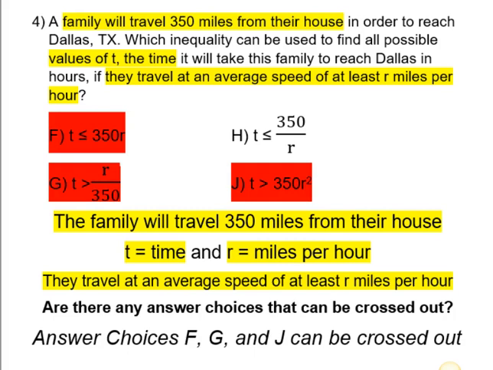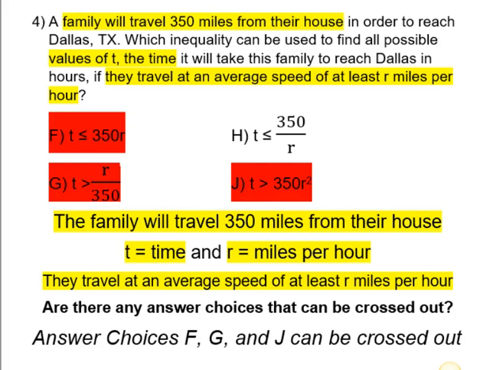Okay, so let's look at F. We have T is less than or greater than 350 times r. Well, this is incorrect because for an average speed of at least r miles per hour, we need to divide. So any answer choice that does not have division is wrong. That's why F and J can be crossed out, because we need to divide.